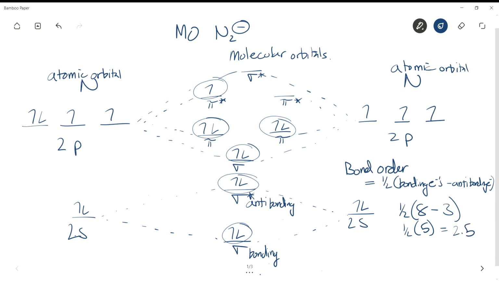So what do we use the bond order for? It tells us if the molecule is considered to be stable or unstable. A stable molecule will have a positive value, and an unstable molecule will have a value of 0 or lower. In this case, 2.5 is a positive value, so N2 minus is considered to be a stable molecule.